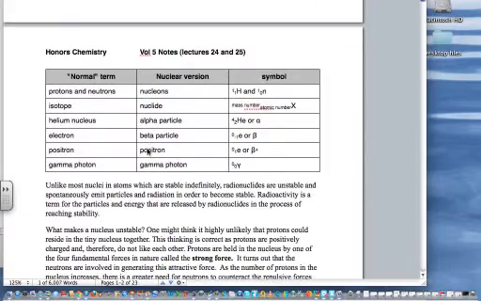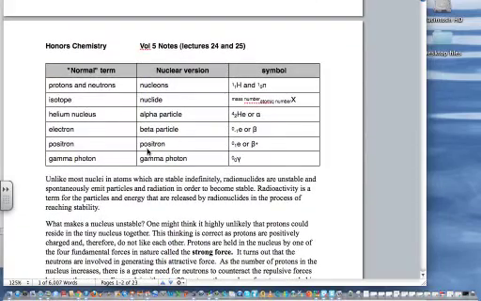What I've got here in this table is just a little table of terms and symbols that are going to be important in our discussion of nuclear chemistry. The symbols part is different. Protons and neutrons, those nucleons that are in the nucleus.